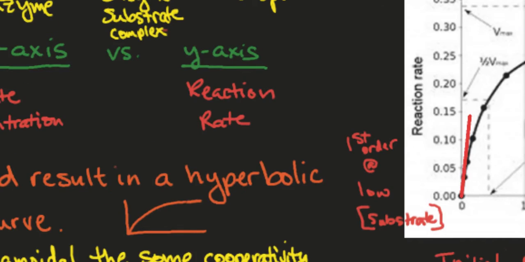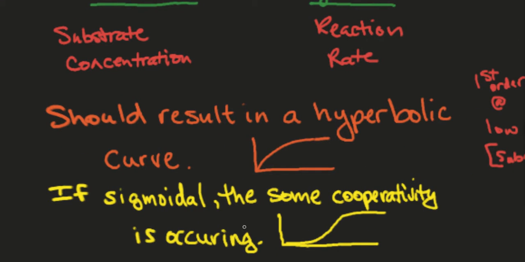what we get is this hyperbolic shape. Okay? If we see something like this, it's called a sigmoidal shape, and that's showing you that there's some cooperativity occurring. That's a whole different topic of its own, and we'll discuss that later.